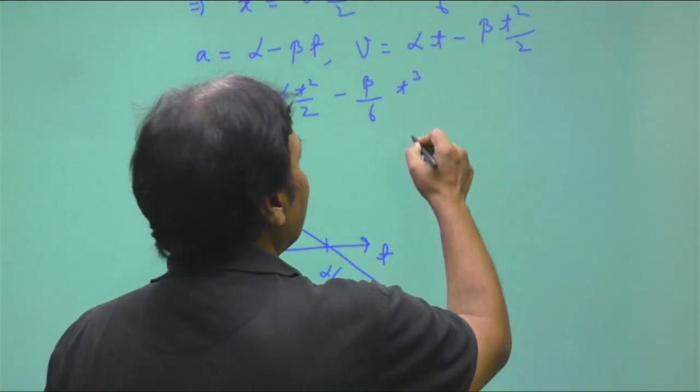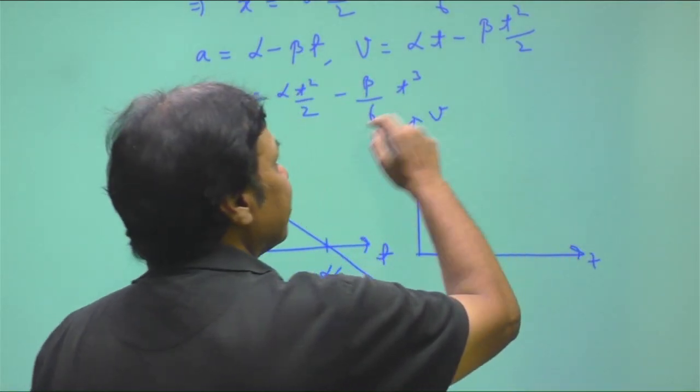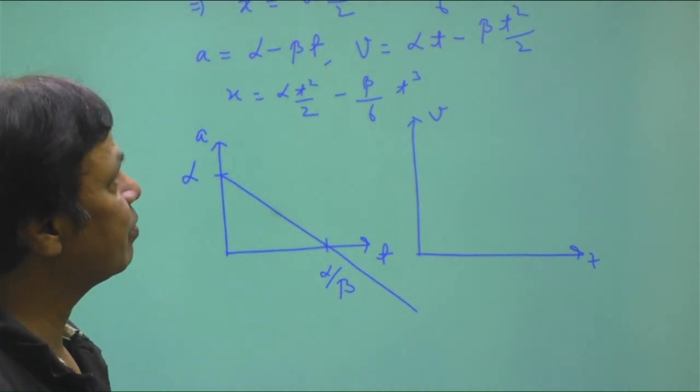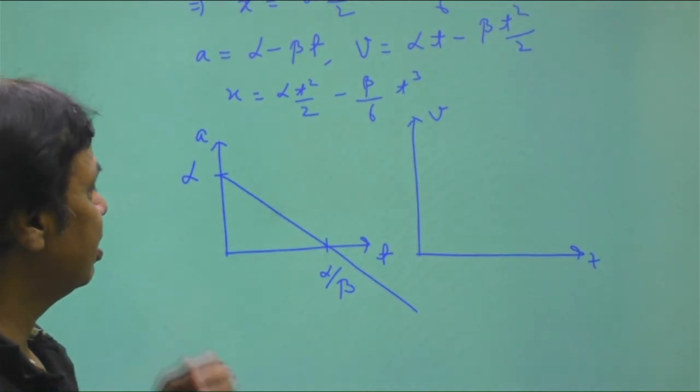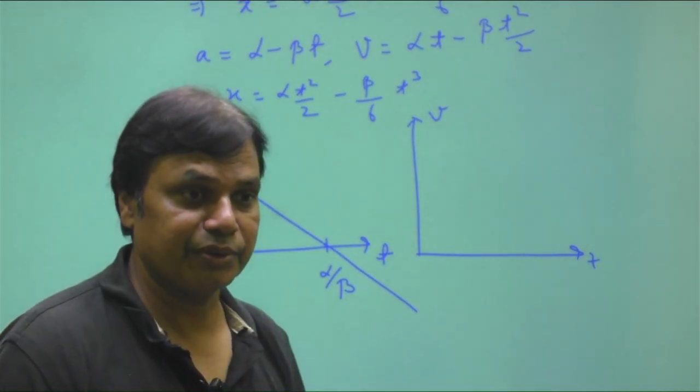Now, if you want to draw velocity as a function of t, this is a parabola, and hopefully you can draw it.